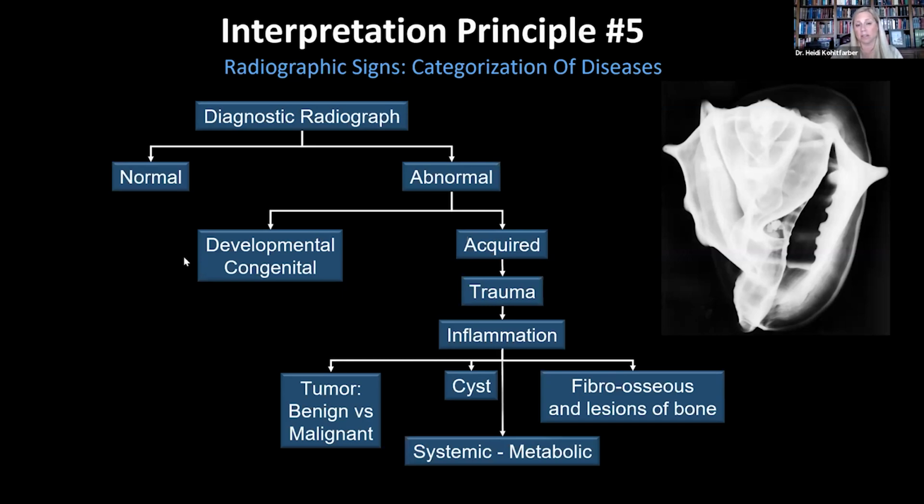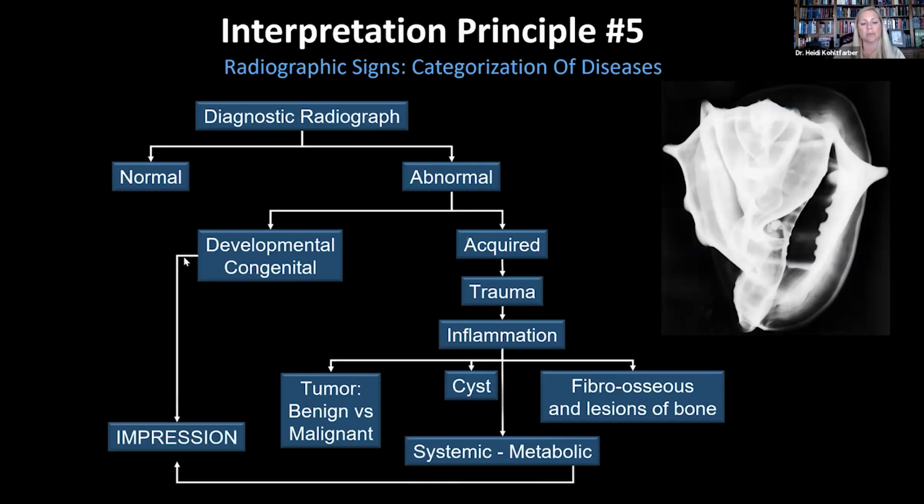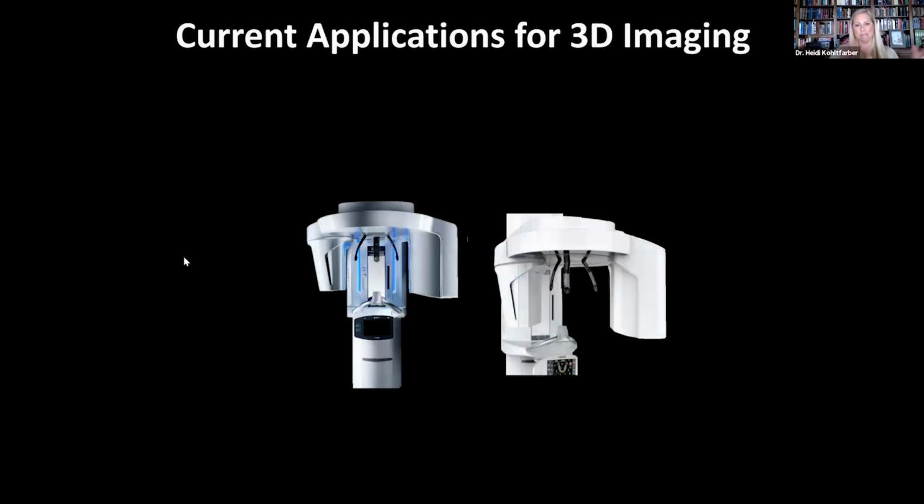Lastly, we might see something that is systemic or metabolic. And with that, what we really need to remember is that this will be generalized. So you're going to see a generalized change in the bone, and that will be in the mandible, it'll be in the maxilla, it'll be in the cervical spine, it'll be in the cranial base. It will be widespread across that entire patient. And that's kind of our clue that we're looking at something that's probably systemic or metabolic. And then we come up with an impression as far as what we think that is. All right. Moving on to some of our applications for our 3D imaging.